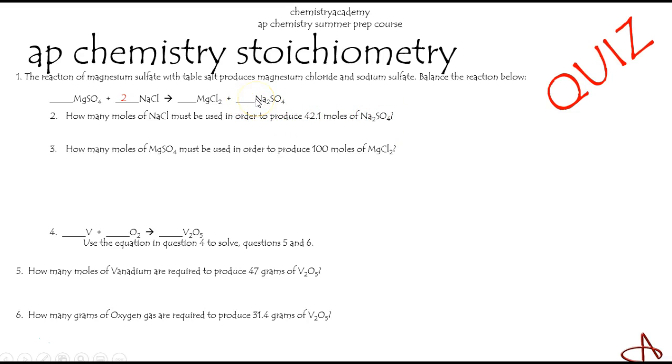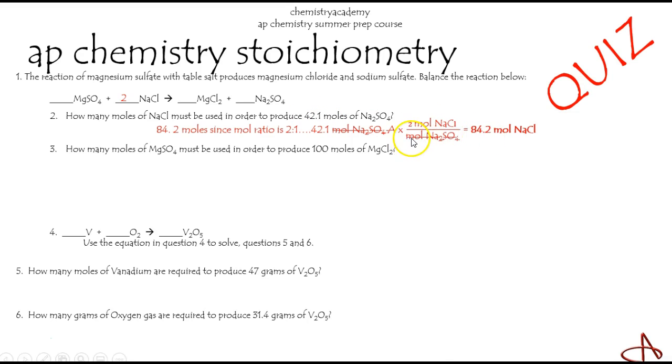Well, for every mole of sodium sulfate, we have to start with twice as much sodium chloride, so the answer is 84 moles of sodium chloride are required. You can also recognize that a mole-to-mole conversion is a one-step conversion. You start with what you're given and convert to where you need to go.